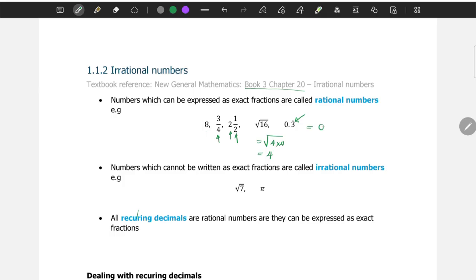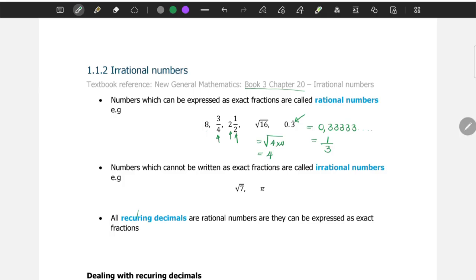So what that means is 0.33333 an infinite number of times, and this can be written as 1 over 3. If you put 1 divided by 3 in your calculator, it will give you 0.33333 recurring an infinite number of times.